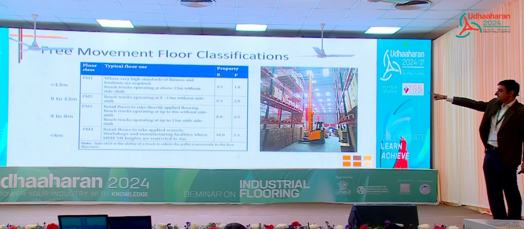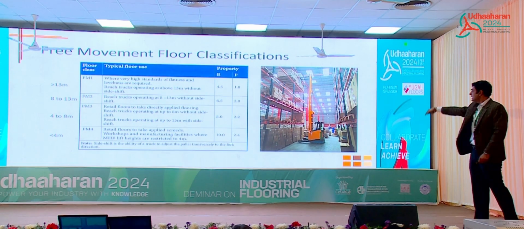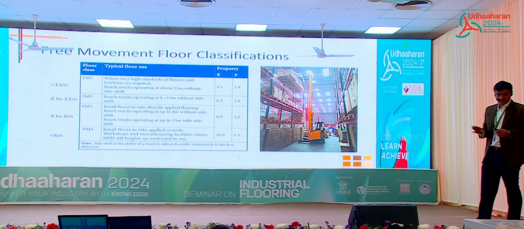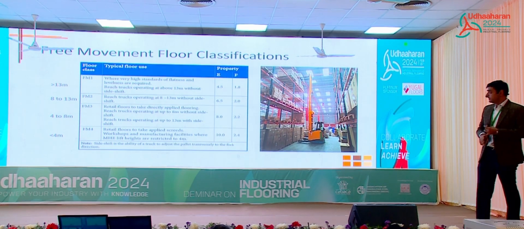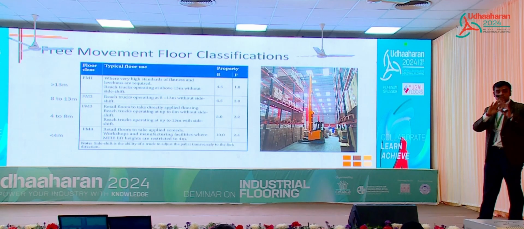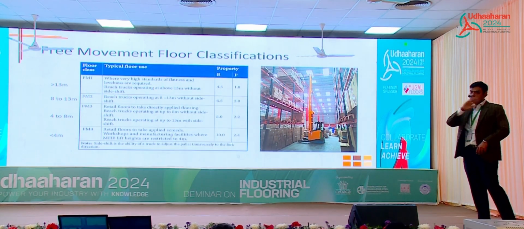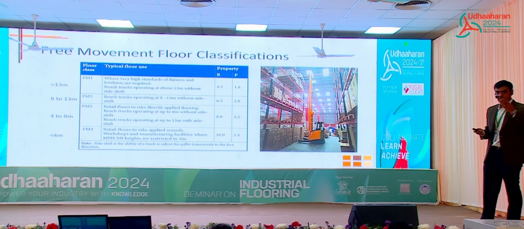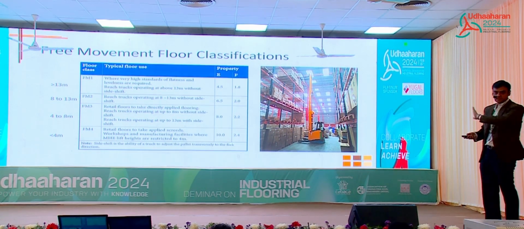So an FM1 you need when your racking height is more than 13 meters. If your rack height is between 8 and 13, you need FM2. If your rack height is 4 to 8, you need FM3 and FM4. This is what FM means. FM does not mean M30 grade. FM does not mean steel fiber. FM means this, because there's a lot of misunderstanding in what FM actually means.